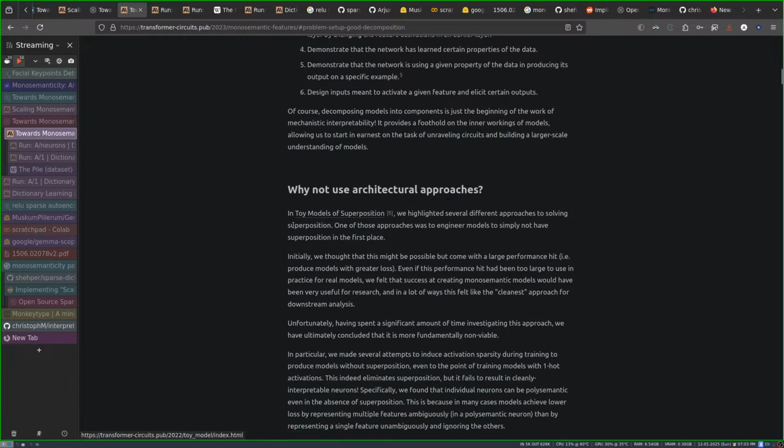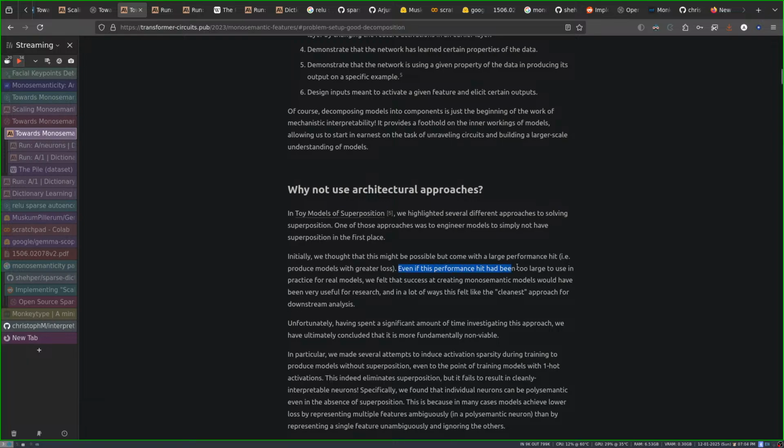Why not use an architectural approach? Okay, we didn't read that. Probably it would have been fun to go through everything sequentially, but here we are. We highlighted several different approaches to solving superposition. One of the approaches was to engineer a model to simply not have superposition in the first place. Architecturally, okay. Initially, we thought this might be possible, but it comes with a large performance cost. Yeah, that is also what I am thinking. That produces a greater loss. Oh, greater loss. I was thinking of a very big model.